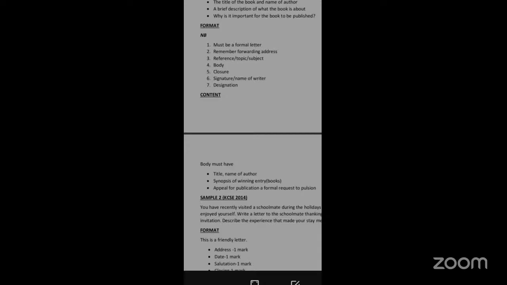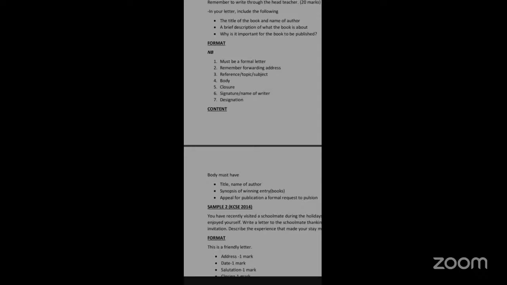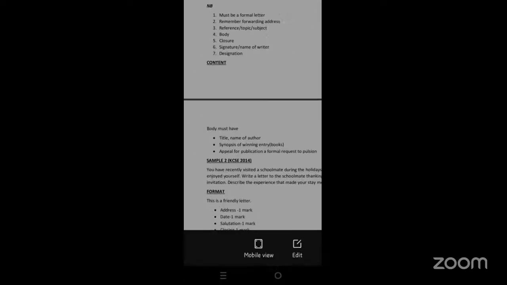So on the content, we are saying the body must have the title and the name of the author, the synopsis of the winning book, and an appeal for publication, a formal request to the publisher. So the content therefore has all those things. I don't know whether in your head you can see how that letter looks. Maybe one of these, I should ask you to do that later.